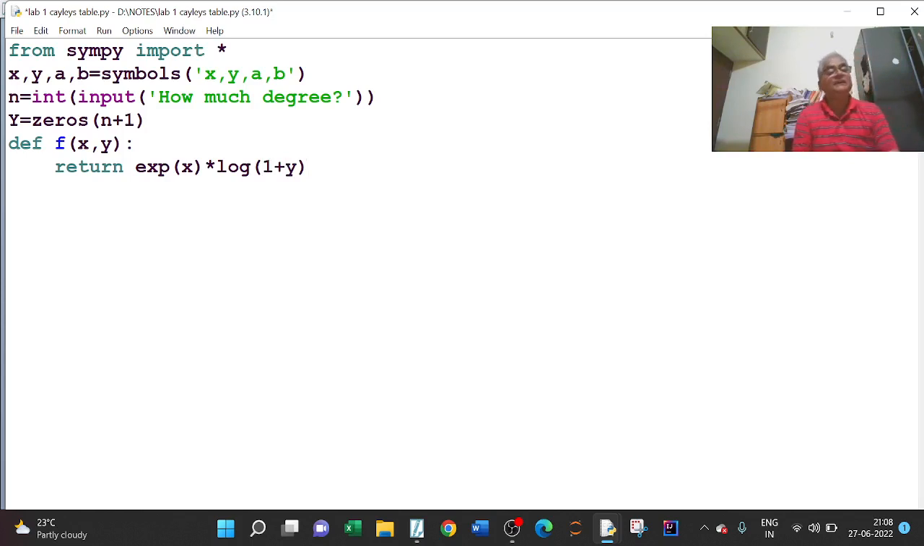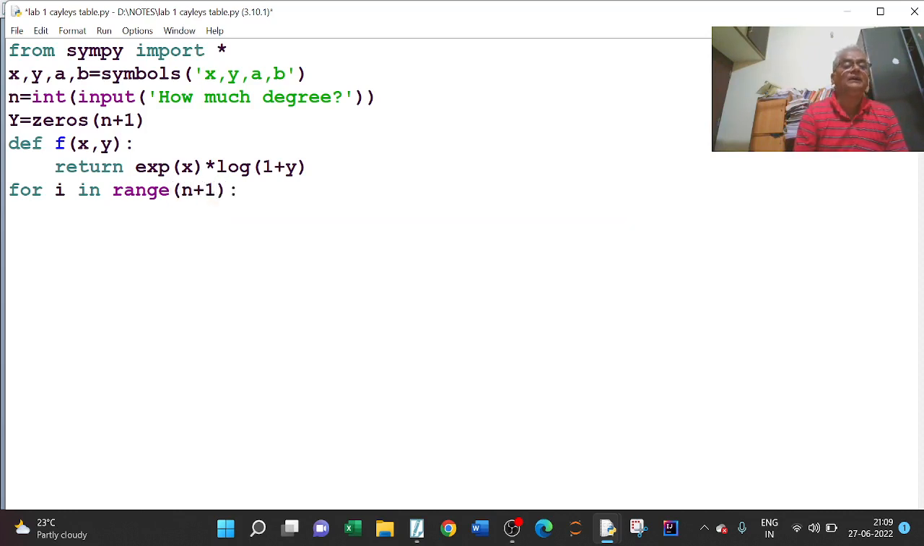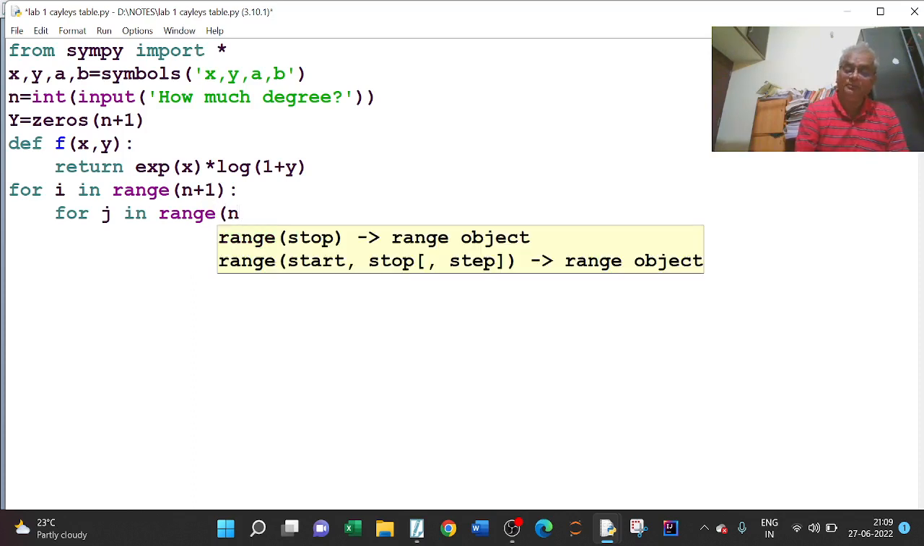Then, first I will find the derivatives and keep them in the form of a matrix, that is for i in range n plus 1. You can use 0 comma n plus 1 or just n plus 1; by default it starts with 0. Okay, n plus 1, and then for j in range 0 to n plus 1 minus i.